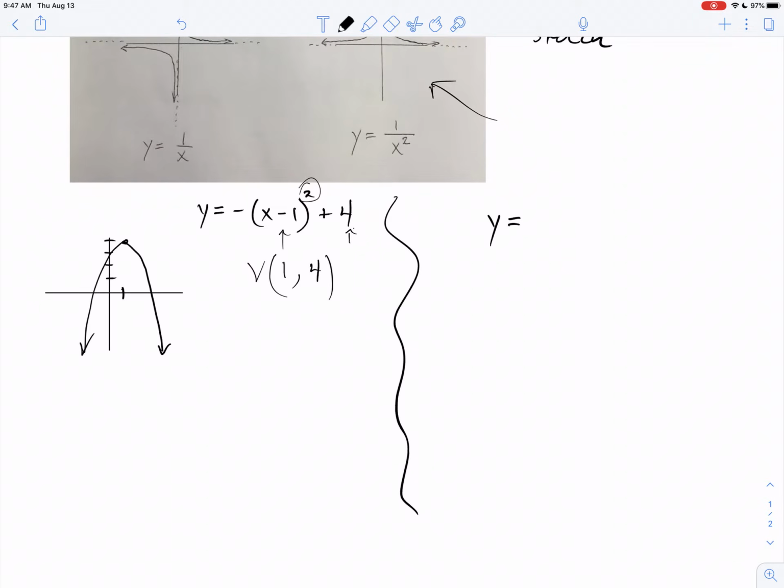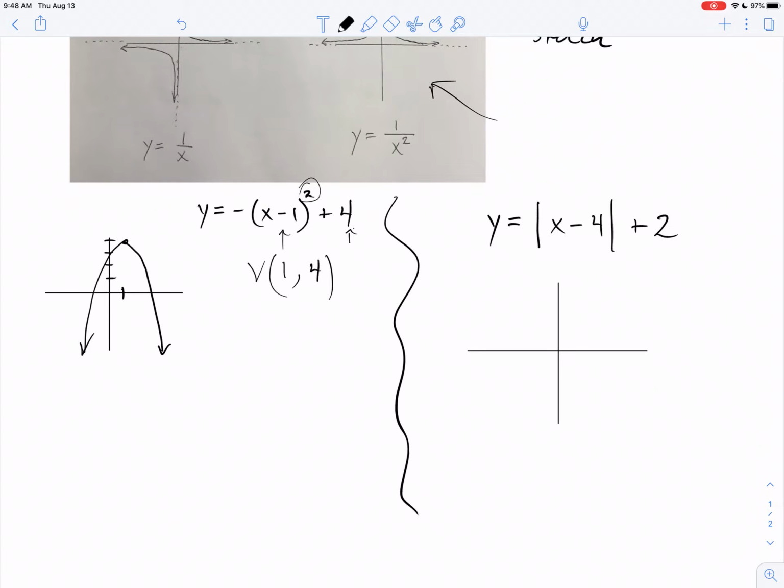Y equals, so here's another example. Y equals absolute value of x minus 4, plus 2. Hey, this is not a parabola. This is an absolute value function. No biggie. It follows the same rules of motion. I am going to go down. And then across.